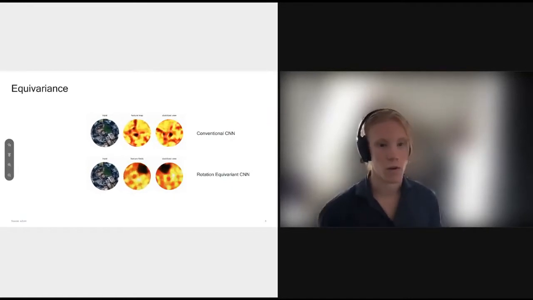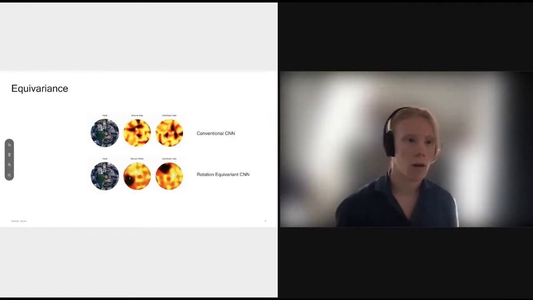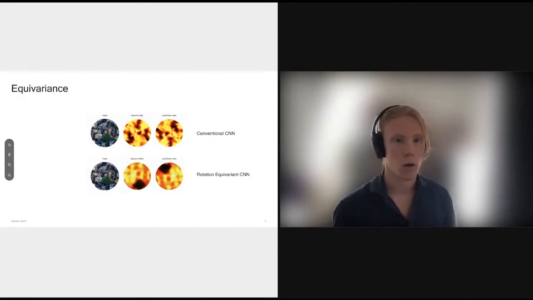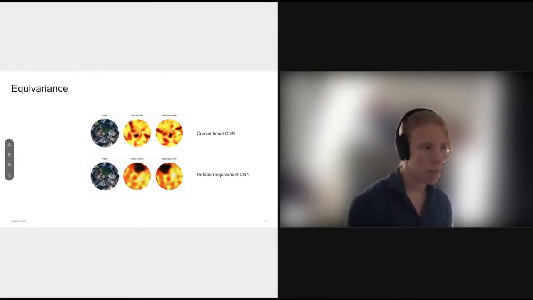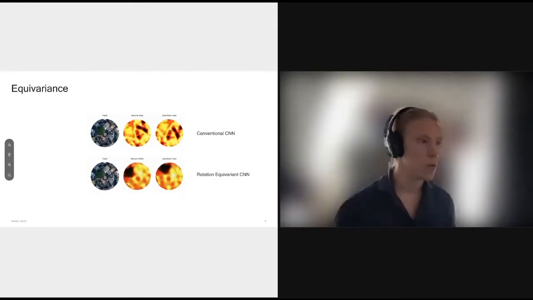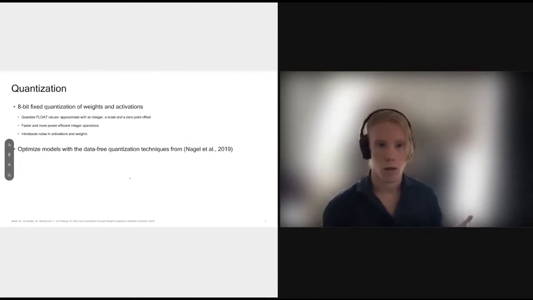How do we achieve rotation equivariance? The main idea is generalizing the concept of convolution beyond just translations, but also to applying rotations of the filters. To be able to deploy our neural network models on device, we rely on quantization to improve their computational cost and their power consumption.